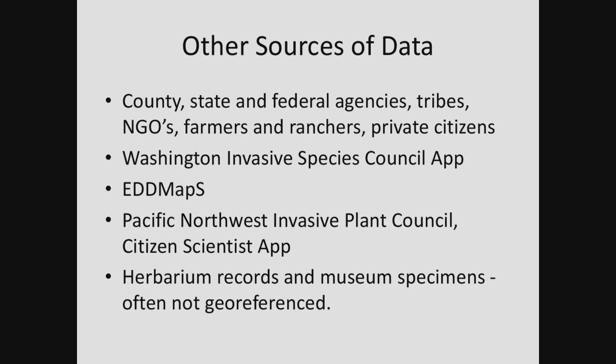And we get data from tribal folks, non-government organizations, farmers, ranchers, private citizens, and a lot of that comes in via other apps. For example, the Washington Invasive Species Council has an app, and they collect sites for noxious weeds and animals. EdMaps West, Chuck Bargeron's group, provides a free way for citizens to collect data, and we share data with EdMaps on an annual basis. The Pacific Northwest Invasive Plant Council has a citizen scientist app, so we're able to get data from them as well. Herbarium records and museum specimens sometimes are useful and sometimes not, because oftentimes they're not georeferenced and we're not exactly sure where that data was collected.